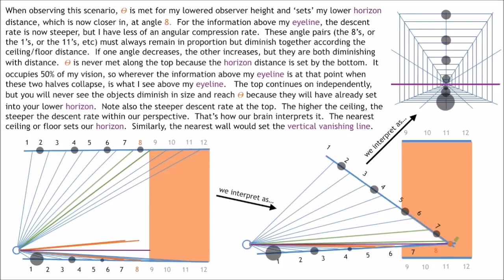The nearest ceiling or floor sets our horizon. Similarly, the nearest wall would set the vertical vanishing line if we were up against a long wall, let's say. So if we collapse our diagram here and we press the image downward along the top and upward along the bottom to reach an essentially horizontal line, you see that along the bottom, the angle 8 doesn't have to travel very far to get to the purple line, but the angle 8 above has to travel quite a bit more to do that.